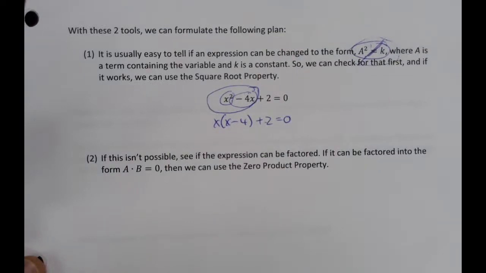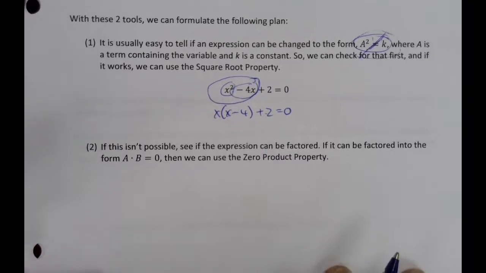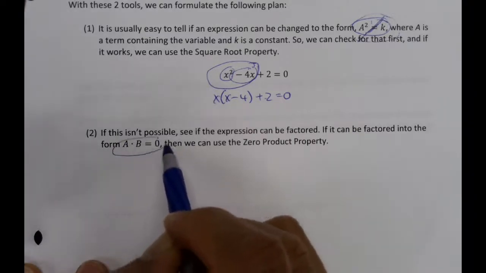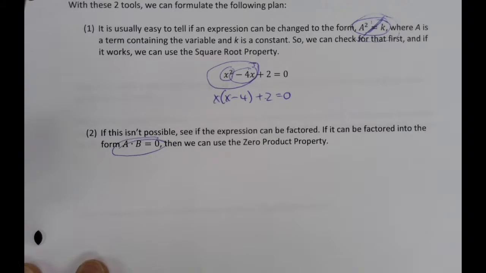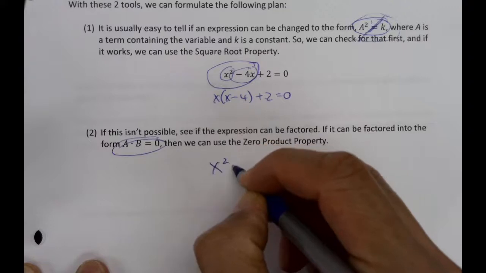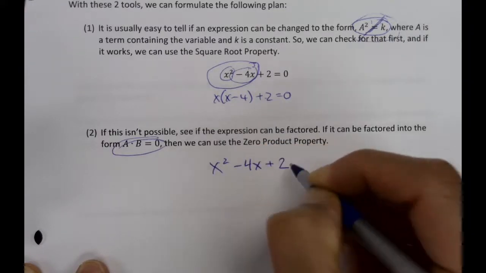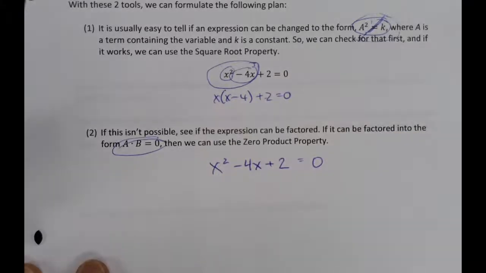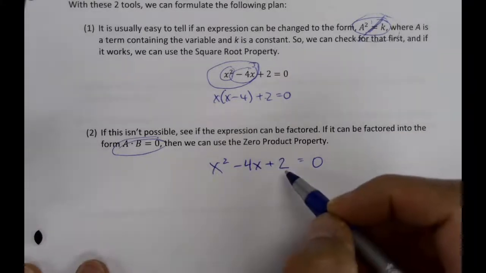Because that is pretty easy to spot, that's something that I would look for first. If it's not obviously a candidate for the square root property, then I would see if it can be factored. Can it be turned into a times b equals 0? Can I factor it? The nice thing about the factoring by grouping method that I showed you is you can also very easily see if something can be factored.